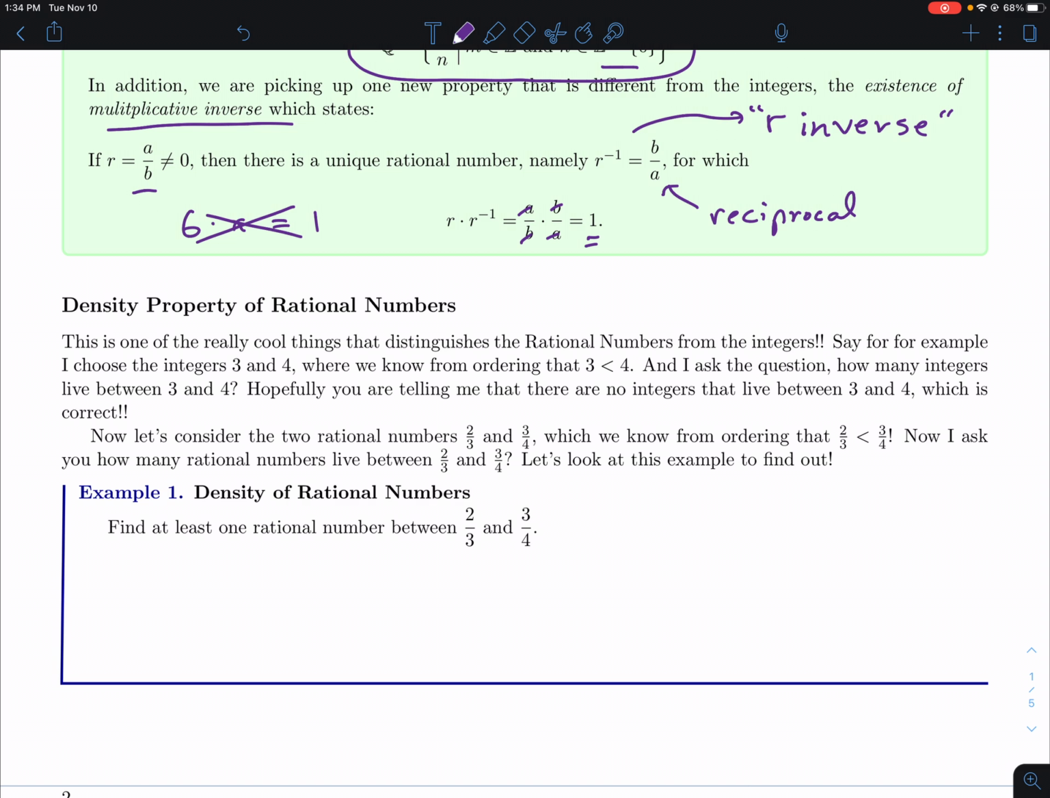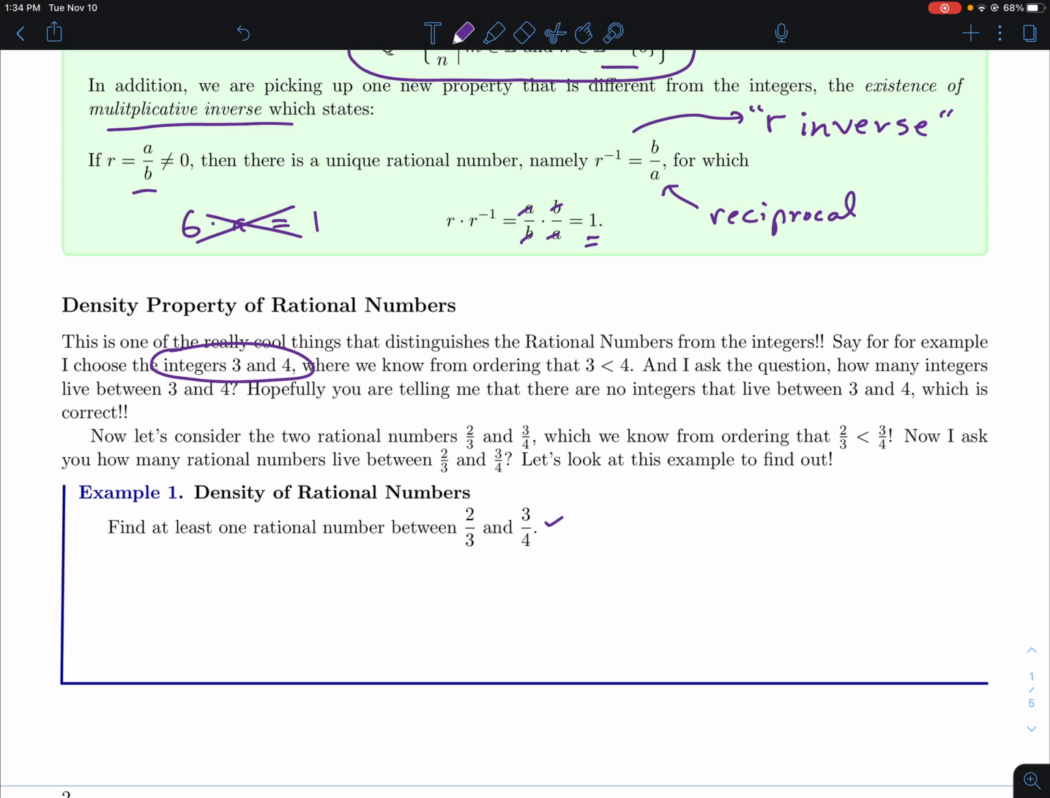Another property of rational numbers is what's called the density property. In my sentence above, I've mentioned that in the integers, if I said find me an integer between 3 and 4, hopefully you'll say there aren't any. There are no integers that live between 3 and 4, and that would be totally true. But the same thing is not true for rational numbers, which is kind of cool.